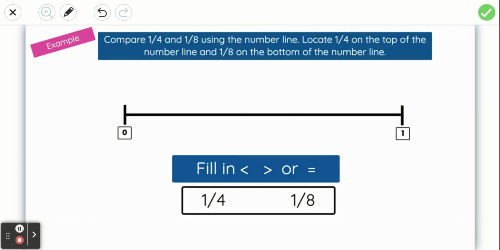Now you will learn how to compare unit fractions using a number line. We are going to compare 1/4 and 1/8 using the number line. So we will locate 1/4 at the top of the number line.